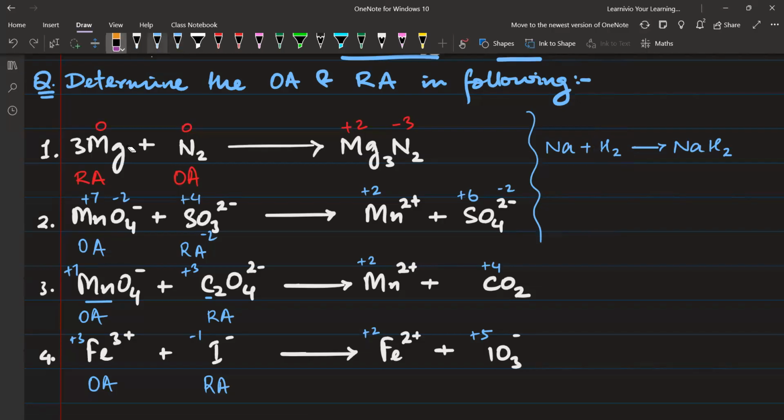If you remember the old concept of addition of hydrogen, then here, what has happened? Sodium has gained hydrogen, right? So basically, what should happen to sodium? By the classical definition, it should be reduced, right? Yes or no, guys? If you remember.